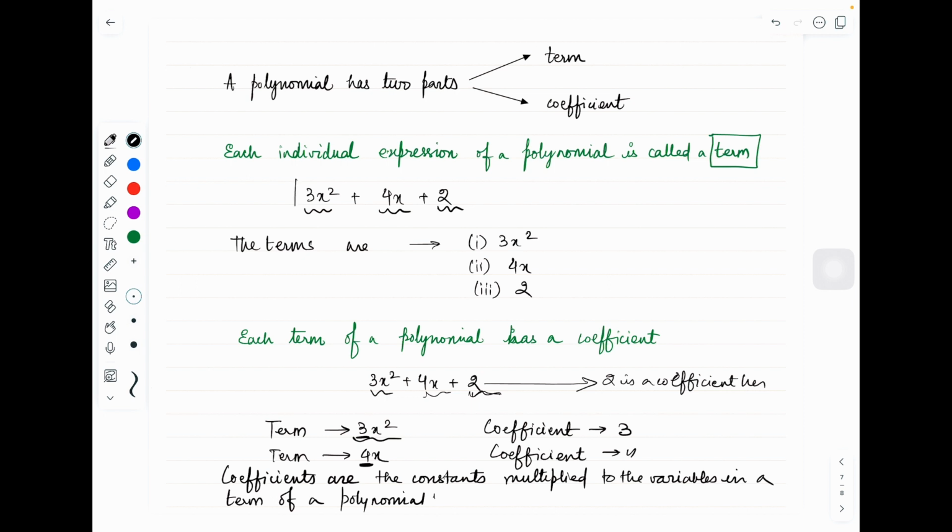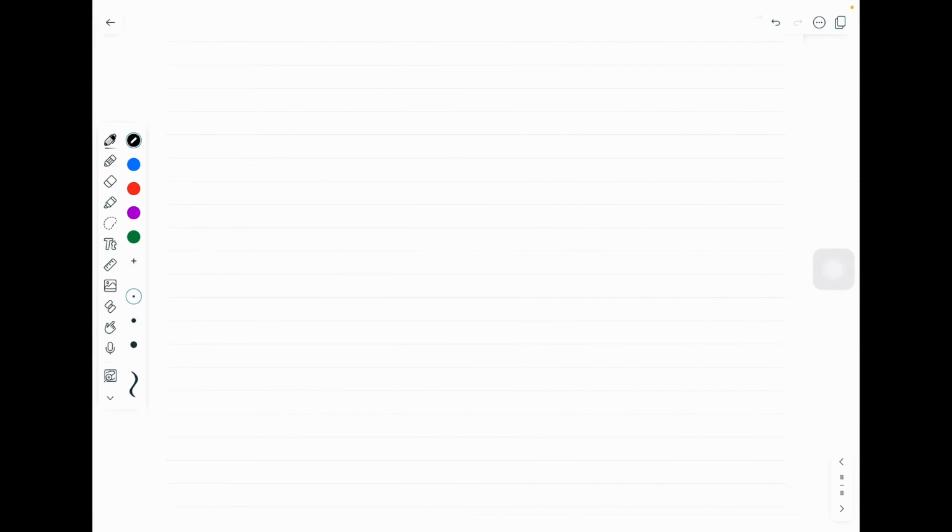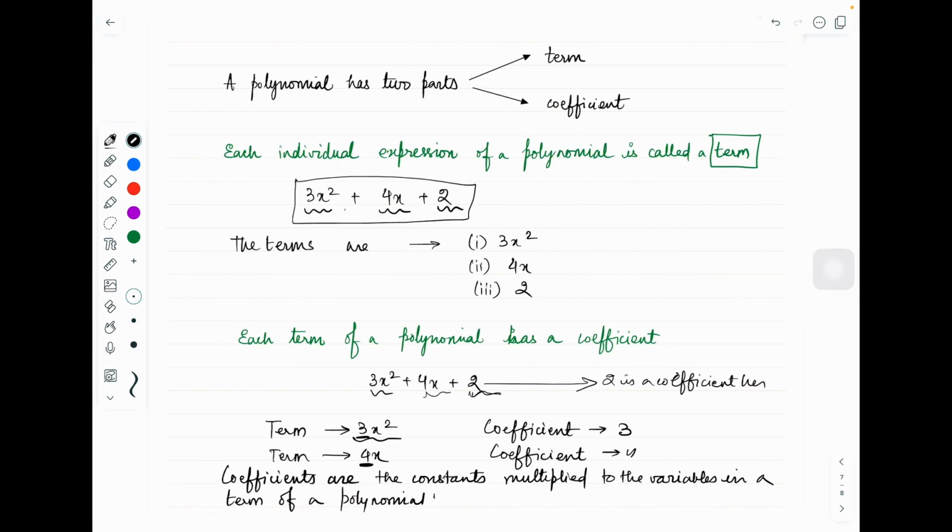See, this whole is a polynomial. Each individual algebraic expression, that is 3x square, 4x and 2, are the terms. Inside the term there is a variable, there is a coefficient. In x square, x is a variable. The constant that is multiplied to the variable is called the coefficient. Understood? So coefficient of what? This is coefficient of x square, this is coefficient of x. In this polynomial, the coefficient of x square is 3, coefficient of x is 4.